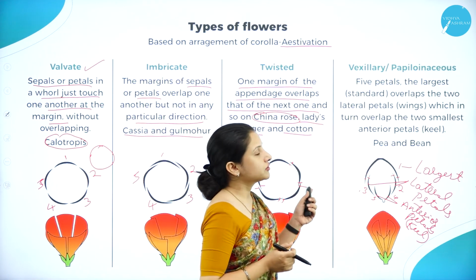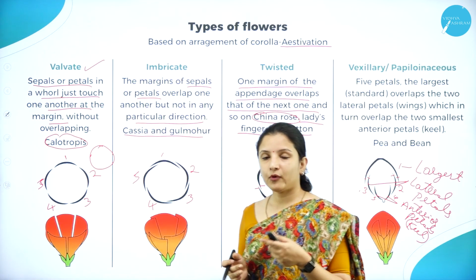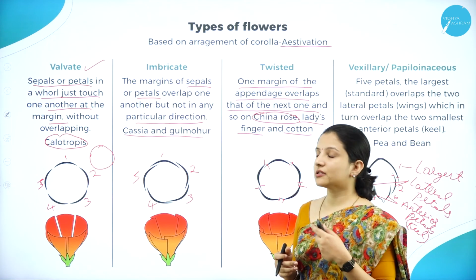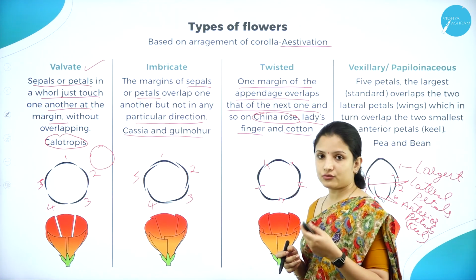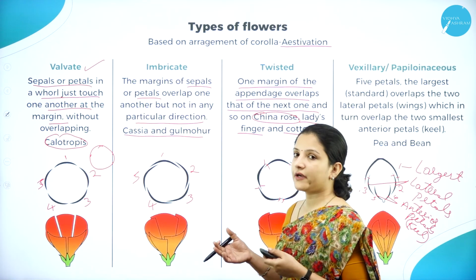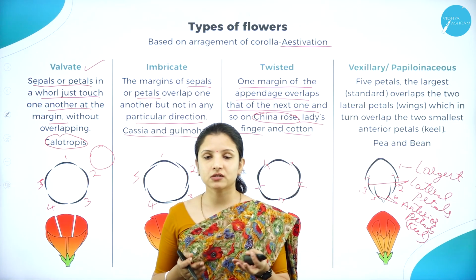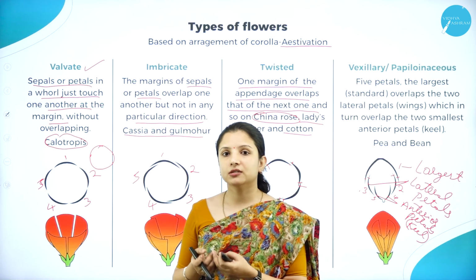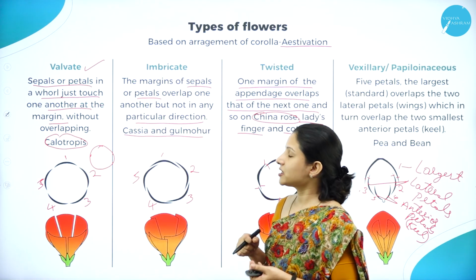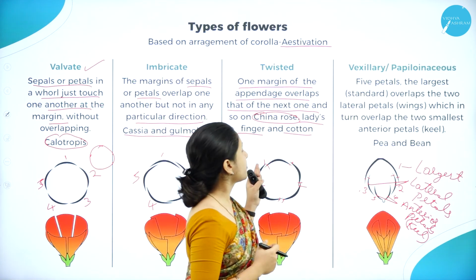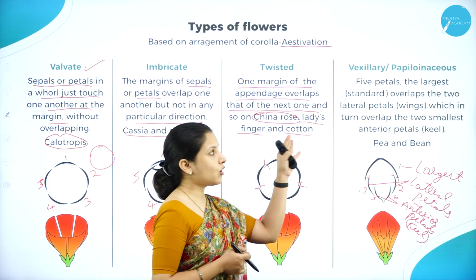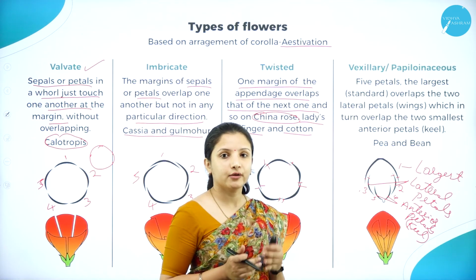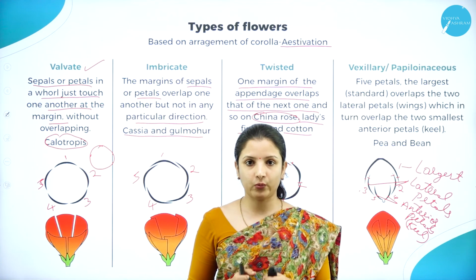So based on the type of arrangement of the petals, the flowers can be classified into 4 types, that is valvate estivation. So what is estivation? Estivation is the arrangement of the corolla or the petals. So based on that, it can be valvate, imbricate, twisted, and vexillary or papillonaceous. So I hope you understood this subject well today.